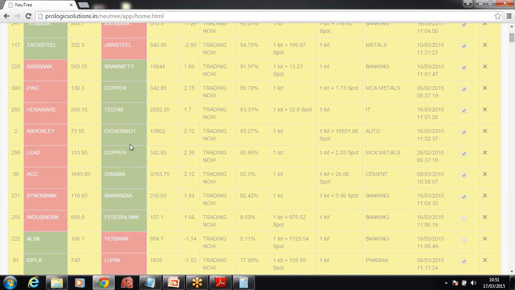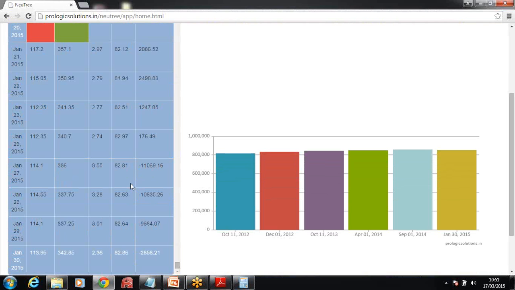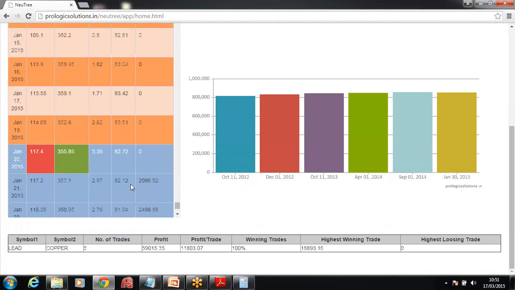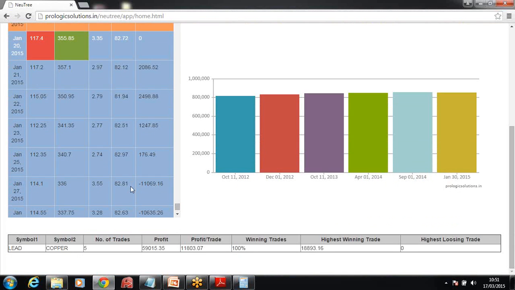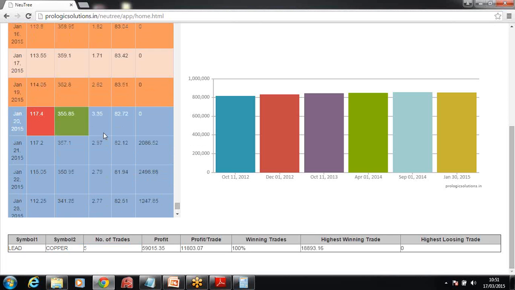So you can just take this lead and copper. It is 82% correlation. 100% winning trades. All the trades that have come, the 5 trades that have come here, are all winning trades. And this particular trade is still continuing. 2,800 rupees is the loss. But you can see that the Z-score is still 2.36.